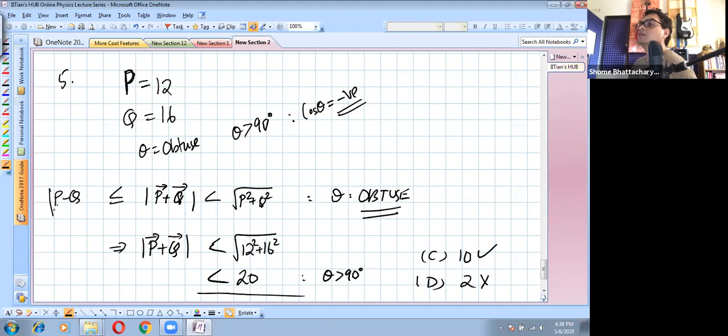That is there too, isn't it? So the difference of the two is how much? That is 4. So the mod of P plus Q is not only less than 20, but also it has to be greater than or equal to 4. So we have this whole condition that mod of P plus Q not only has an upper limit, but it also has a lower limit.